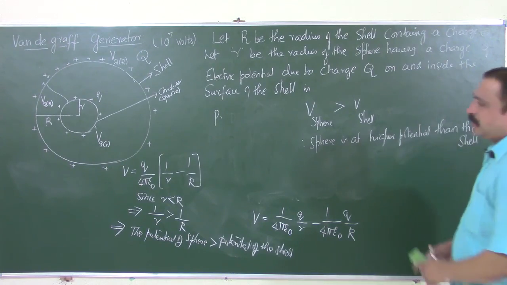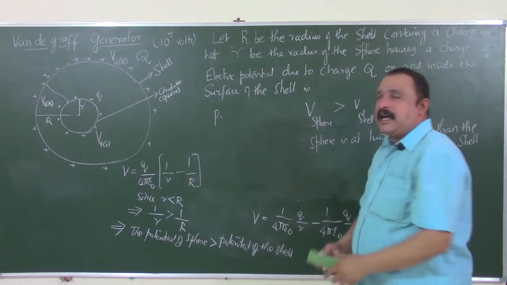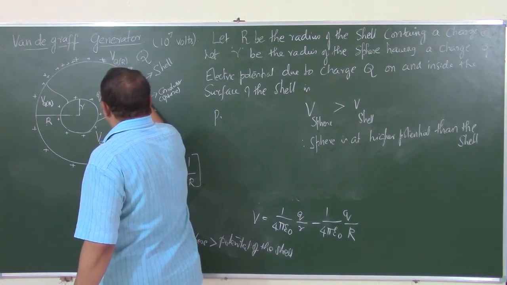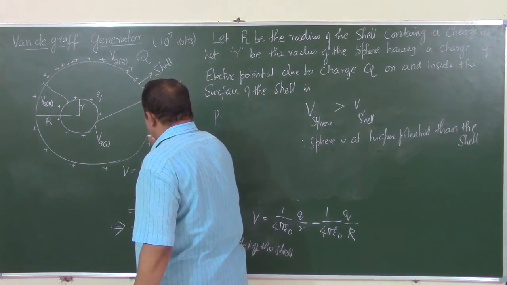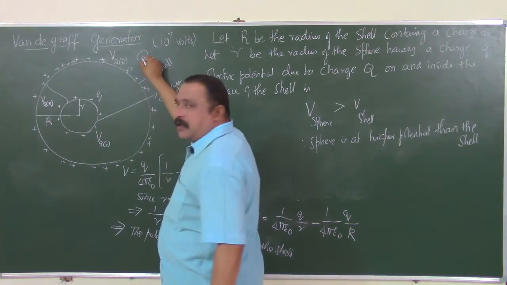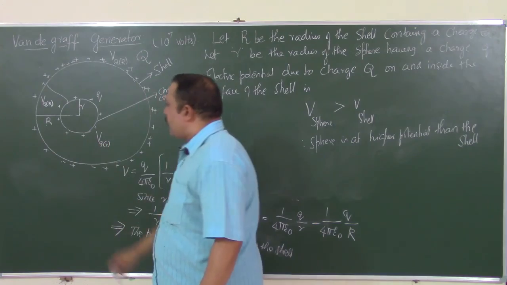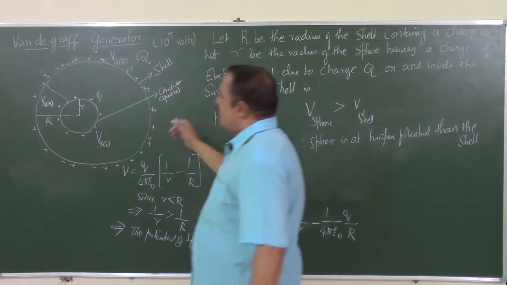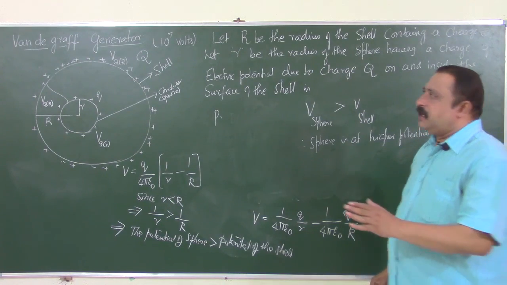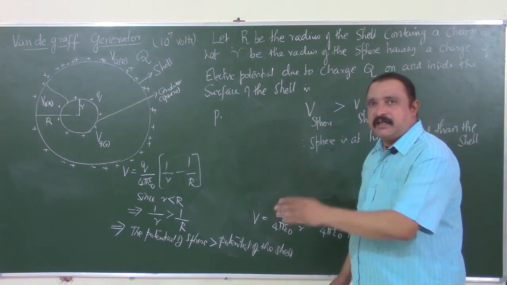So, what happens? Charges will flow from the sphere to the shell and will reside on the surface of the shell, whatever be the charge on the shell. See, on the shell we already had a charge of plus Q. Even then, all the charge of the sphere resides on the surface of the shell. This principle is used in the working of the Van de Graaff generator, which I will tell you in the next class.